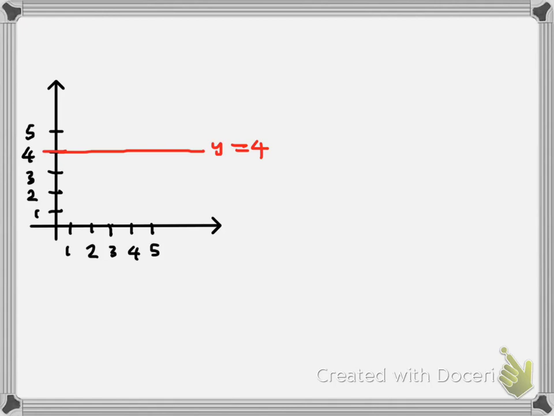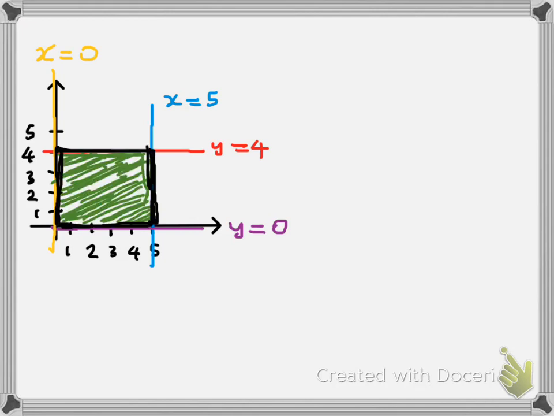So, y equals 4 is a horizontal line. x equals 5 is a vertical line. y equals 0 is a horizontal line. And x equals 0 is a vertical line. So the region bounded by these lines is this space right here. So the question is to find the area of this.